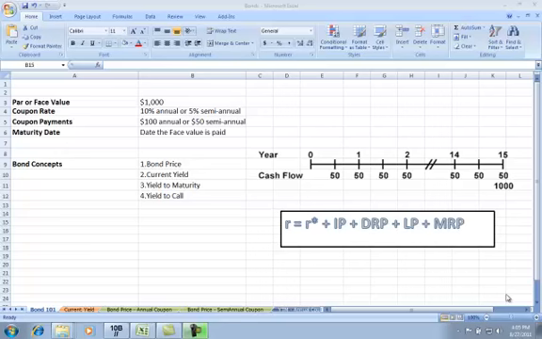Welcome to a short video on the description of bonds and the calculation of current yield. Now, bonds represent debt and are one of the two ways in which firms obtain capital. The other, of course, is equity. Bonds are generally less risky than stocks, therefore the return is generally lower.